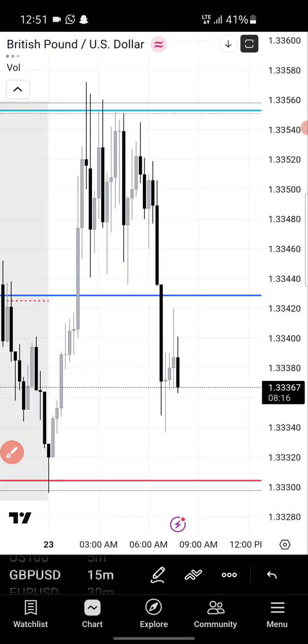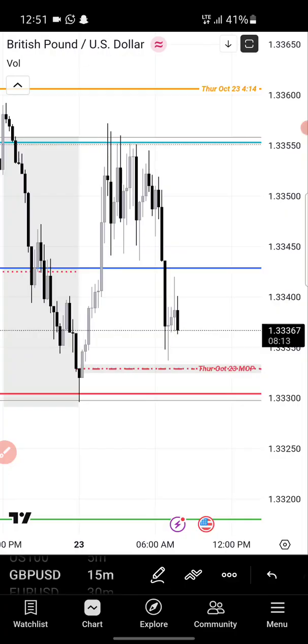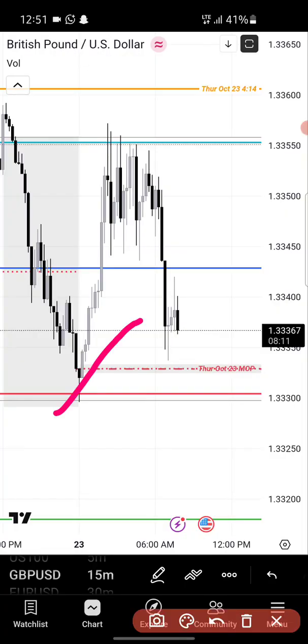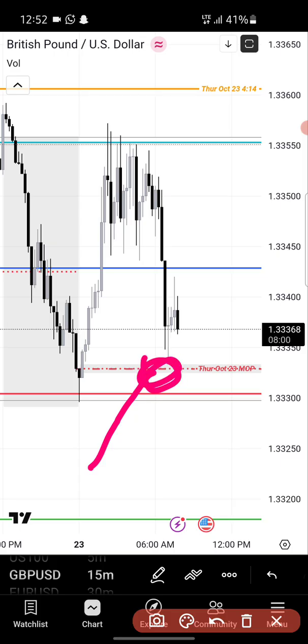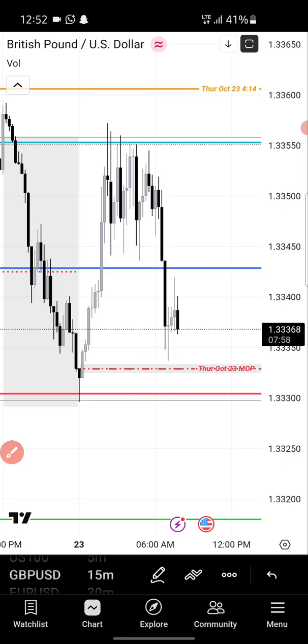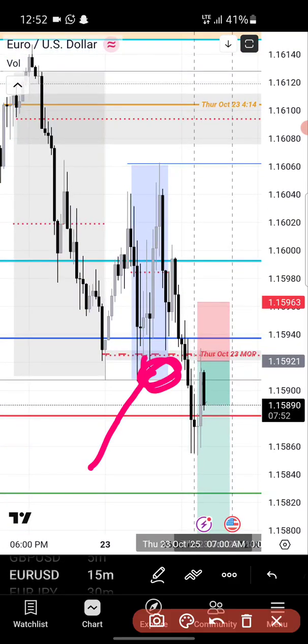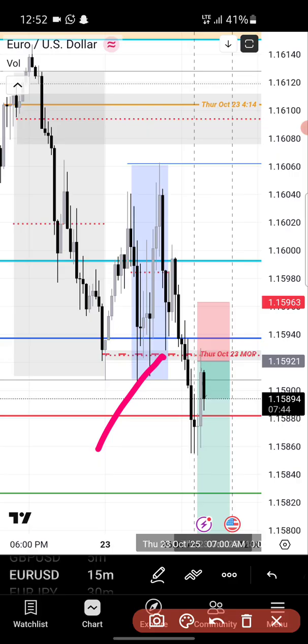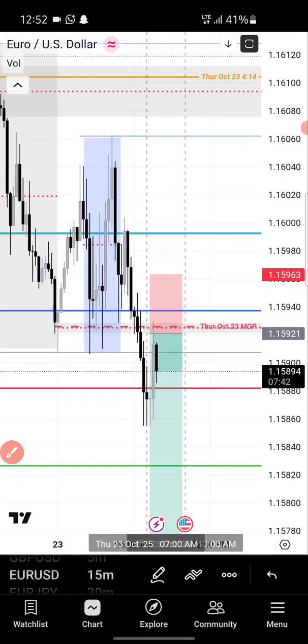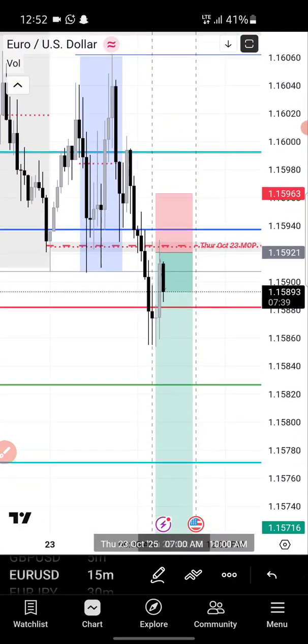GBP USD, price has not yet used the same price, the October 23 midnight opening price. So in GBP USD it has not yet used it, but on Euro USD price has now used it. So price has now used it right here on Euro USD. So that is why I'm selling Euro USD and I'm not selling GBP USD. So let's see how it pans out.